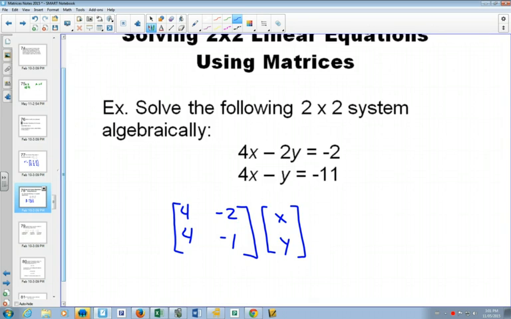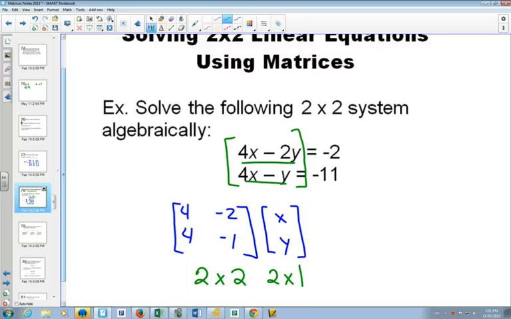Remember, how do we multiply? Well, this is a 2 by 2, right? And this is 2 rows, 1 column. What would you get if you multiplied those together? You'd get a 2 by 1. Just going to put green brackets around this, and notice it's got 2 rows, and if you put those things together as one thing, it would be a 2 by 1 matrix.